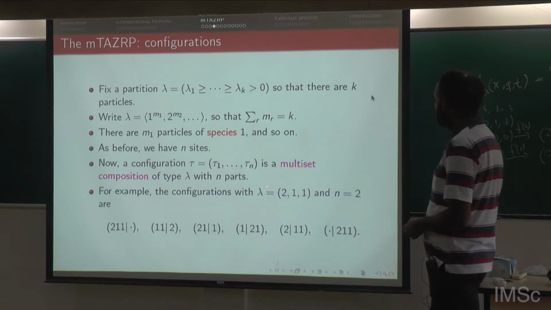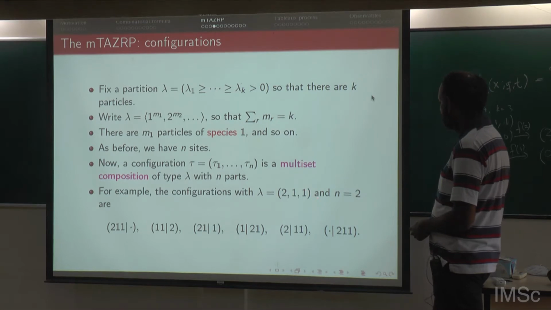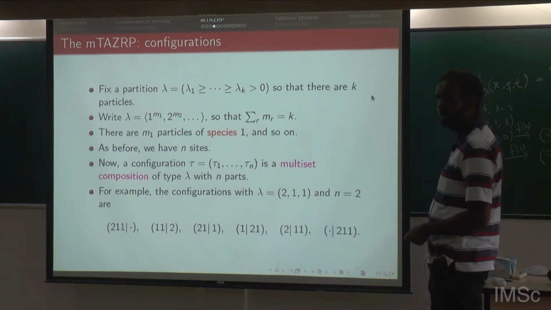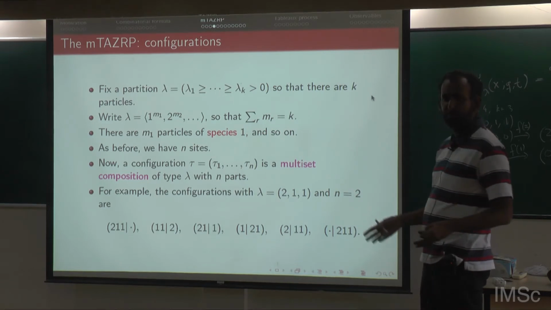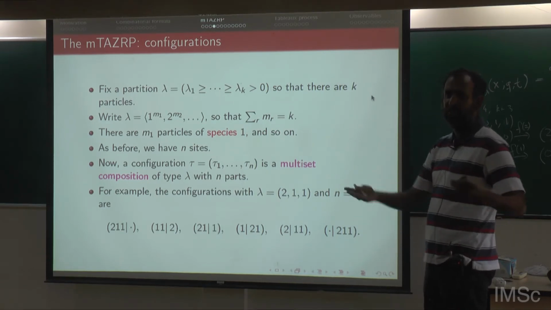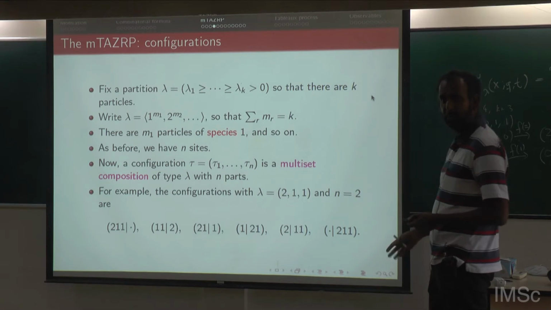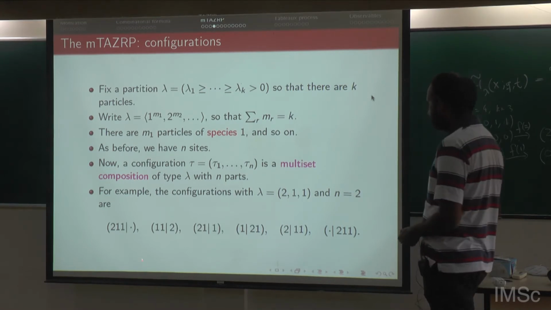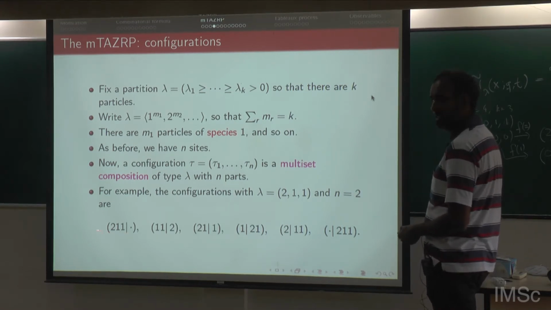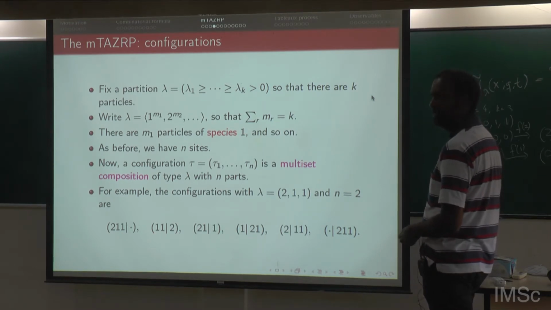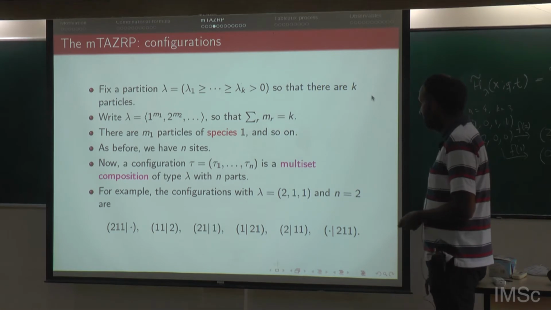So what it is is maybe easy to say with an example. So suppose lambda is 2, 1, 1 and n is 2. So you have 2 sites. Each site will have some of these particles, and it will be a multi-set because you're allowed repetition. So this means there's 1 particle of type 2 and 2 particles of type 1. So everything can be in the first site, for example, or there can be 2 ones on the first site and 1 two on the second, etc. So these are the 6 configurations.